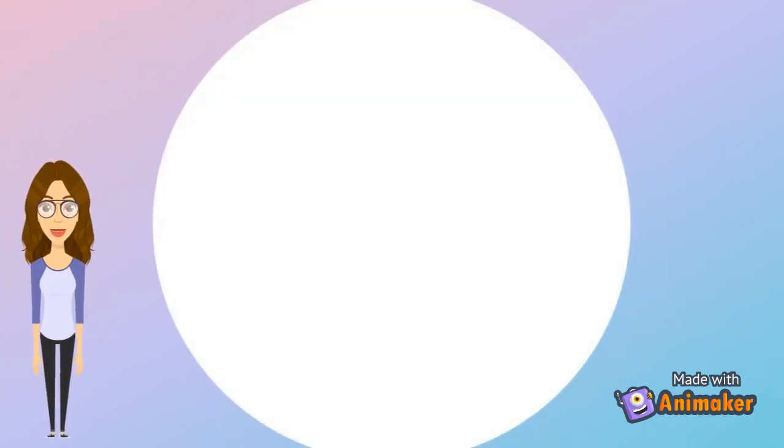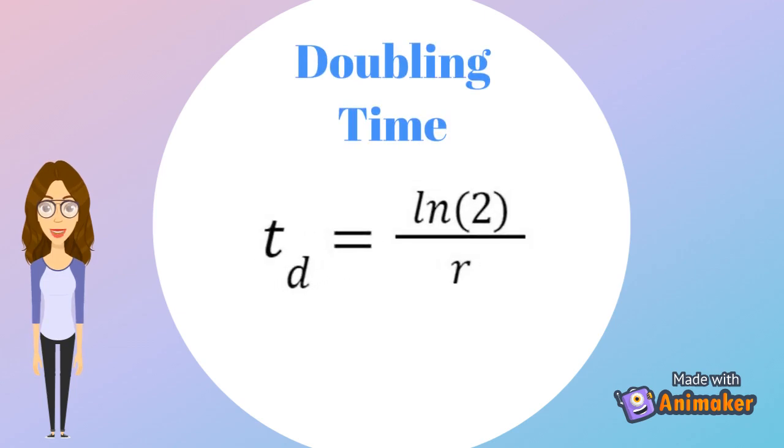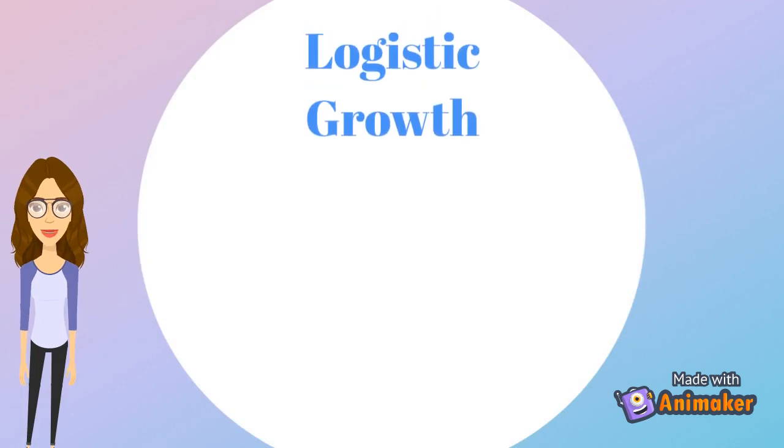Within exponential growth is the concept of doubling time, or the time it takes for the population to reach double its size as it initially was. This is written as t sub d equals ln2 over r. This equation is derived from the exponential growth equation, where n sub t is set to 2n naught and you solve for t.